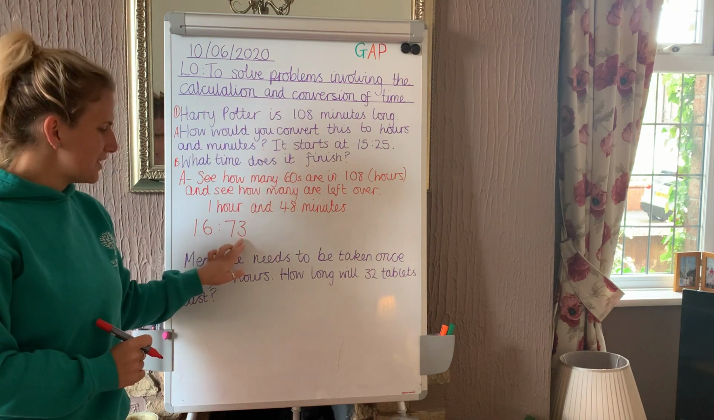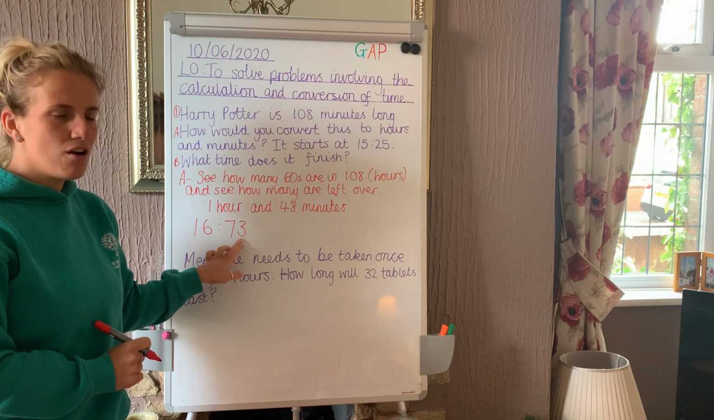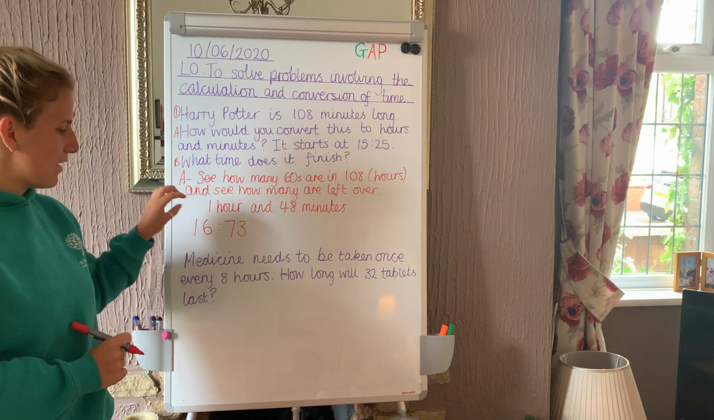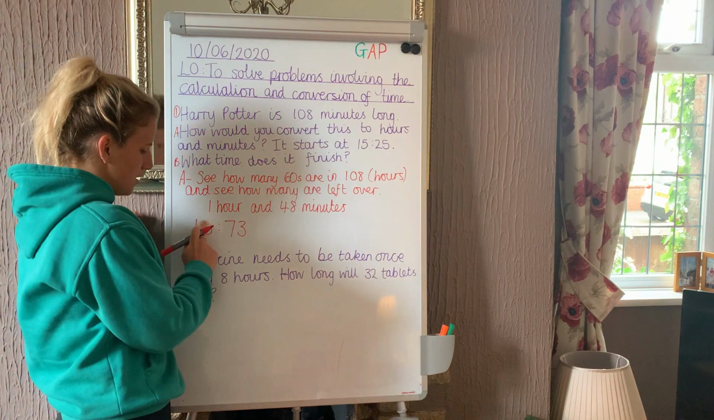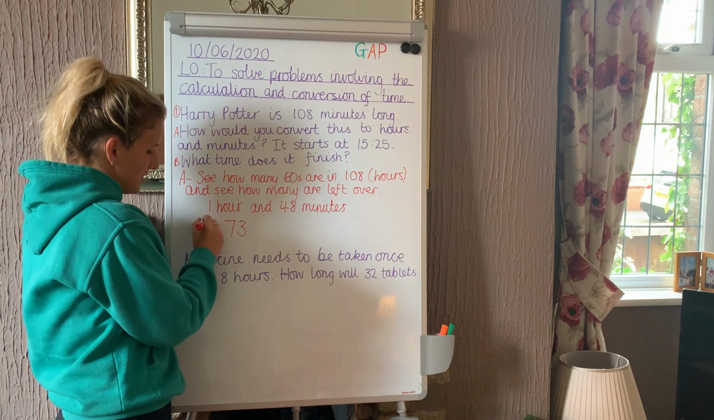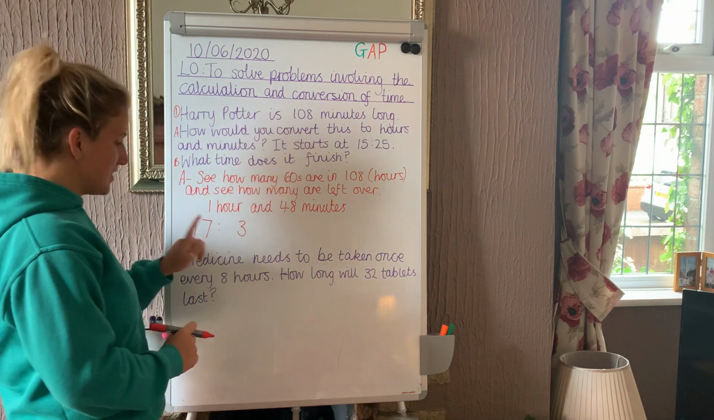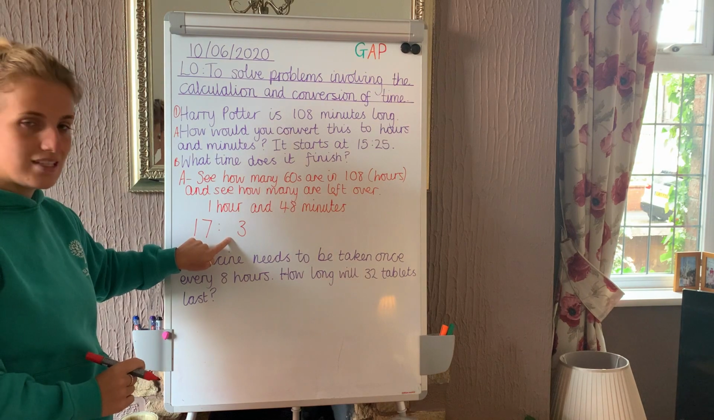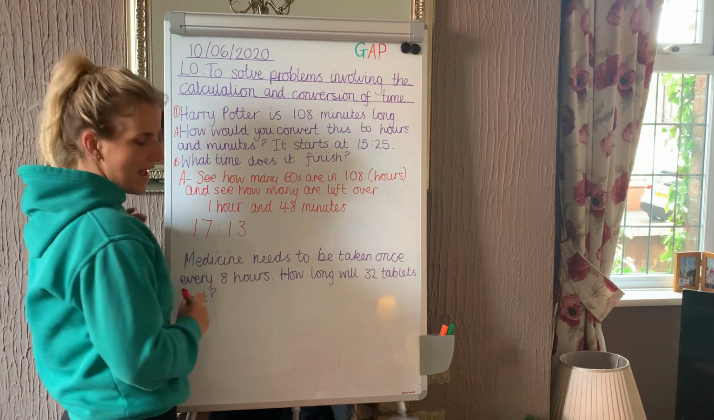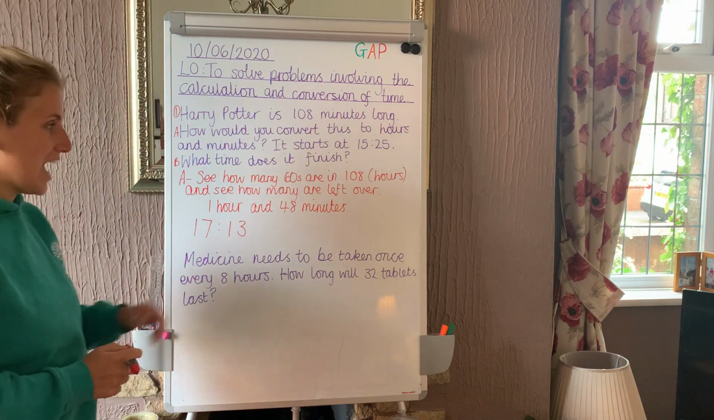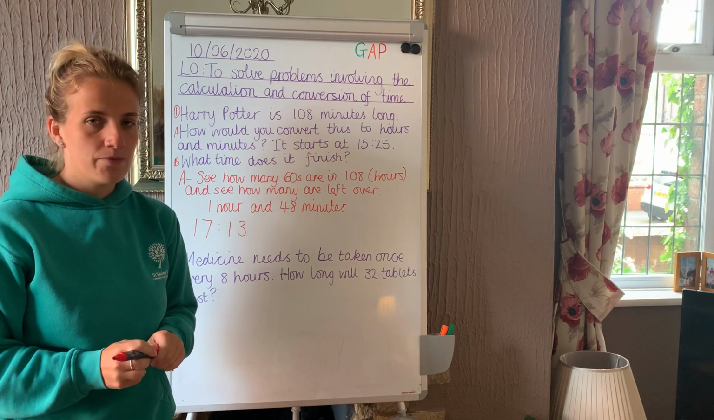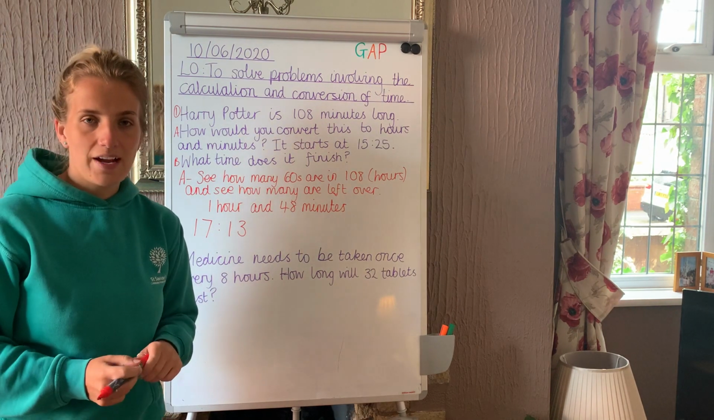But we know that there's only 60 minutes in an hour, so there's no such thing as 73, is there? So if I was to take 60 away from there and add that to my hours, that would change to 17. And because I've taken 60 away from here, 6 tens away from 7 tens leaves me 1 ten. So it gives me the time 17:13. Well done if you got that correct.